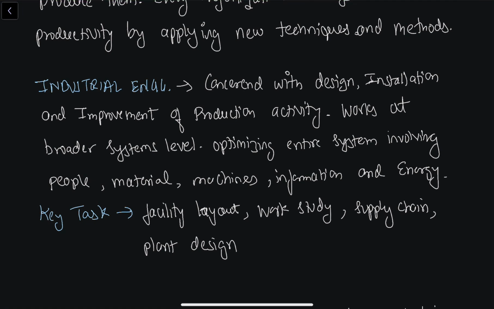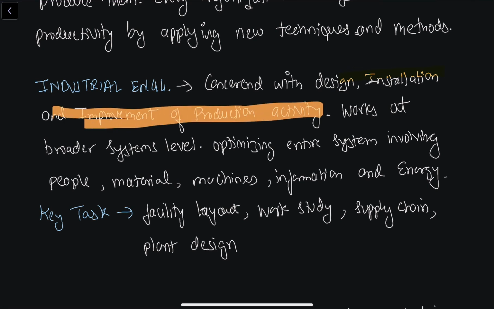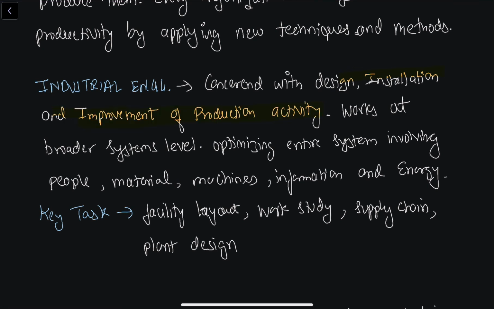as an industrial engineer, I should make the battery pack very near to where production is happening, right? Because if I'm making a battery in North India and building the car assembly in South India, that's a very bad industrial engineer, because that will increase your cost. So the job of an industrial engineer is concerned with the design, installation, and improvement of production activity. All the production activity should be streamlined, right? The engineer works at a broader level, optimizing the entire system involving people, material, machine, information, and energy. So everything is managed by the industrial engineer.